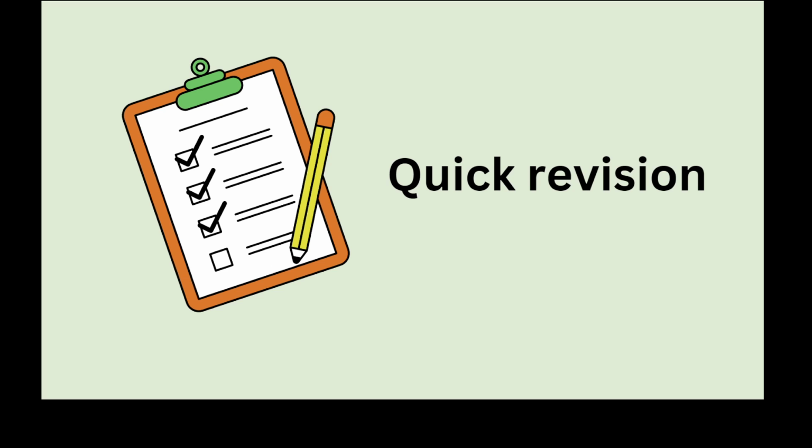Now let's do a quick revision of what we have learned today. First, we have learned that understanding and mastering German articles is an important part of learning the German language. Secondly, remember to memorize the gender of each noun. And lastly, remember the exceptions and practice using articles in context.